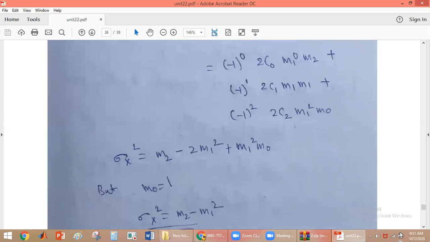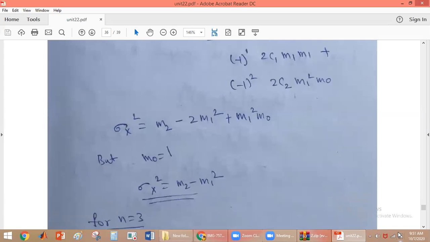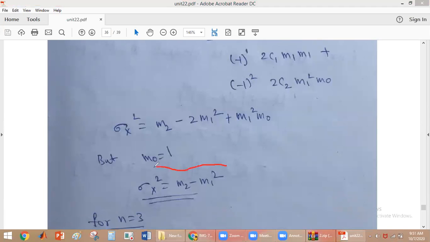From the properties of variance, we know that sigma x square, the variance, will be equal to m2 minus m1 square. We know that m naught is 1, so we get m2 minus m1 square.